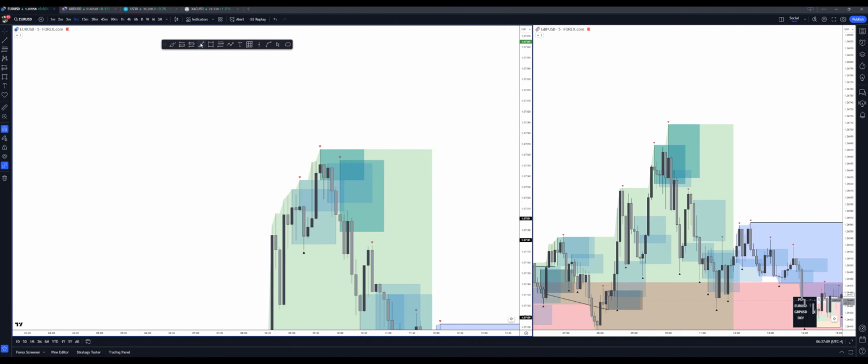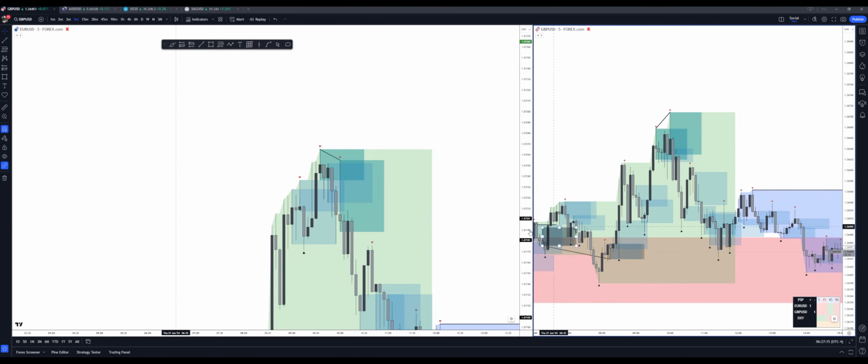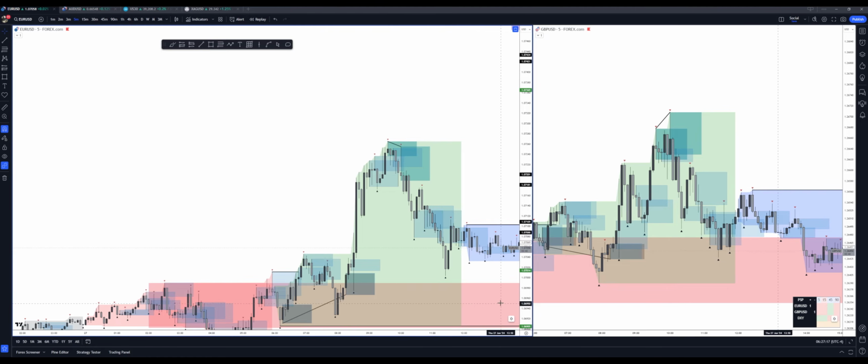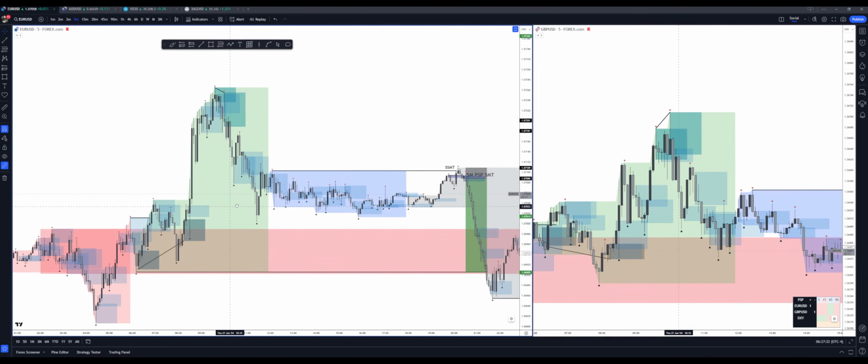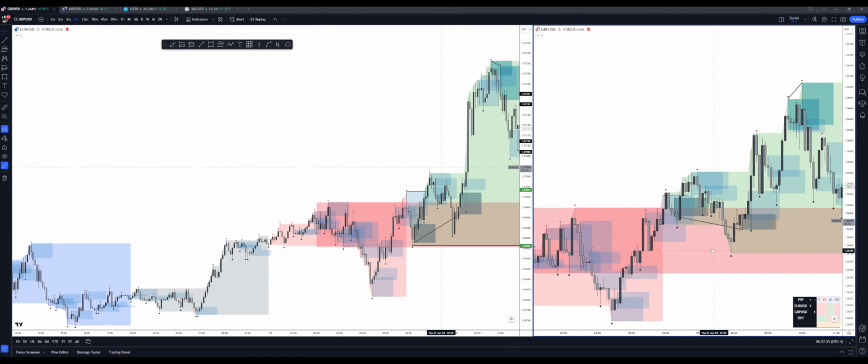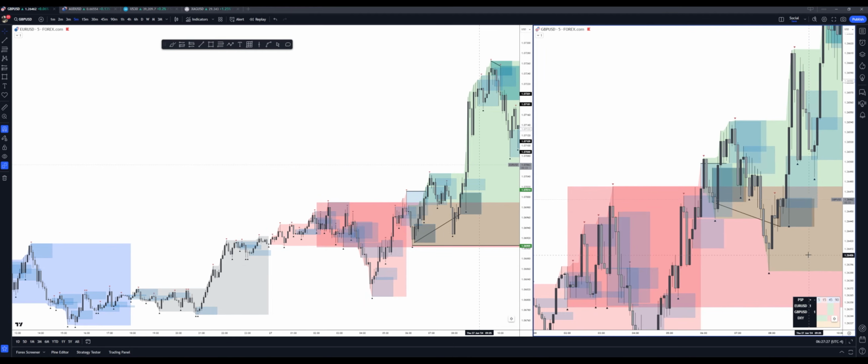So we can see that we have PSP SMT again at this top, right in the middle of the range. And we can see that's where the sell came from. We then had PSP SMT earlier as well that day.